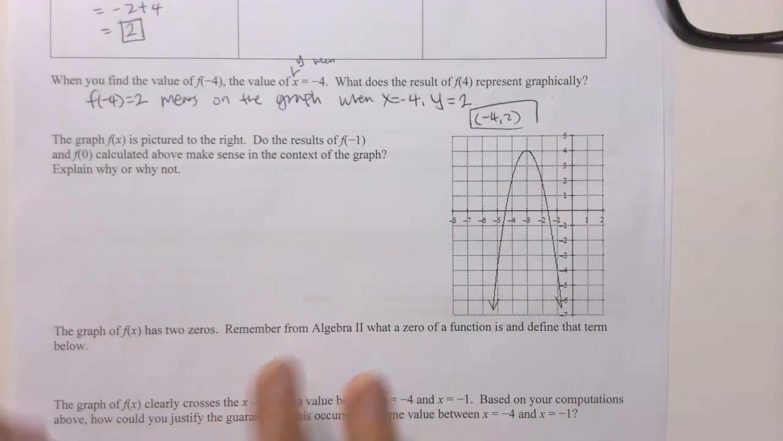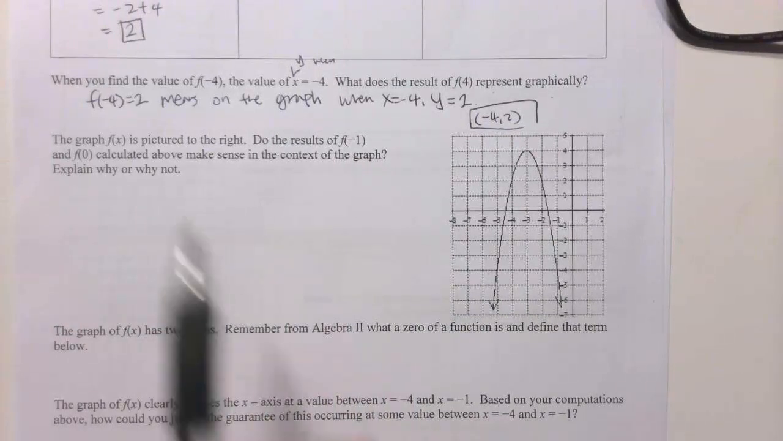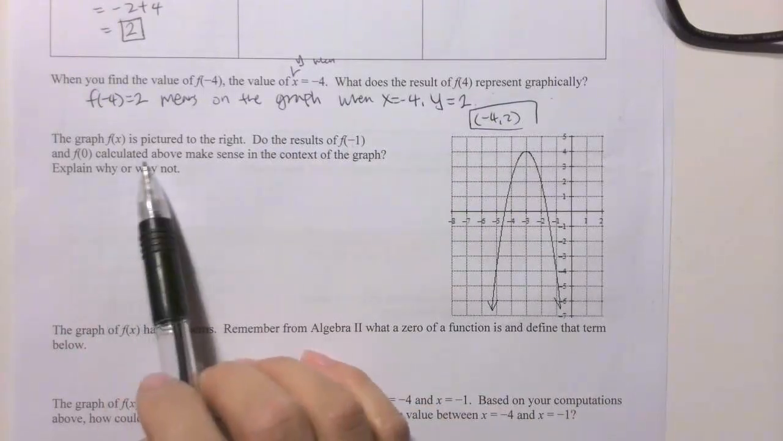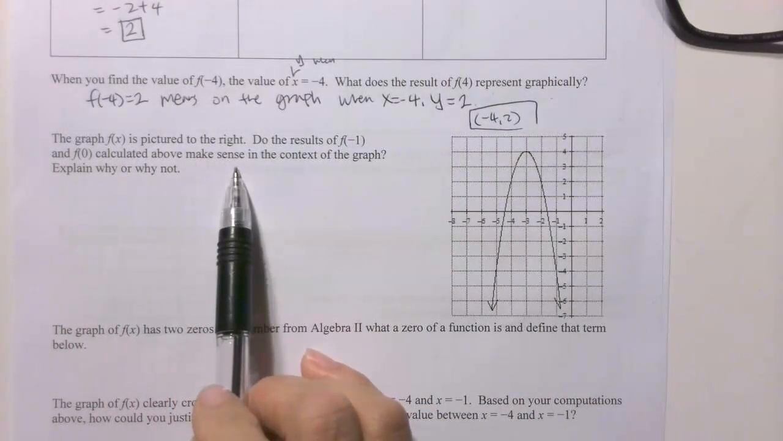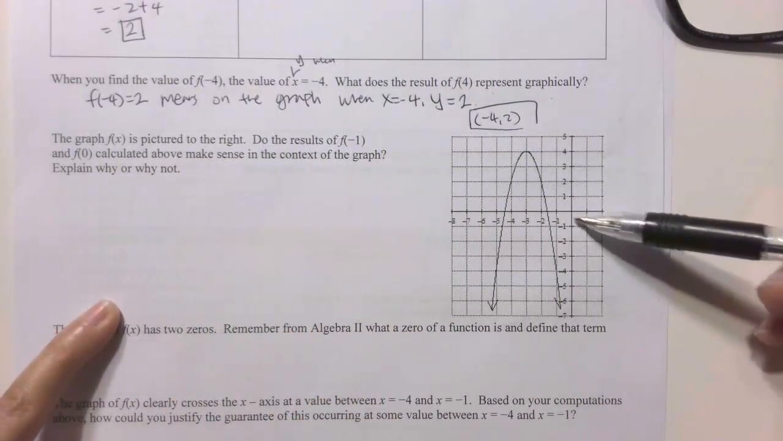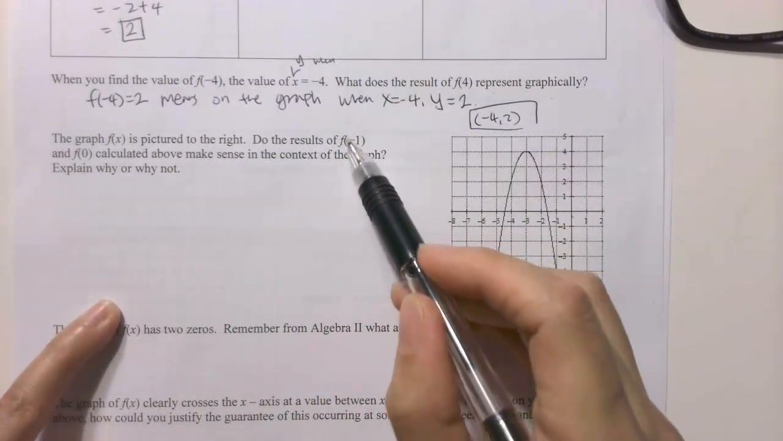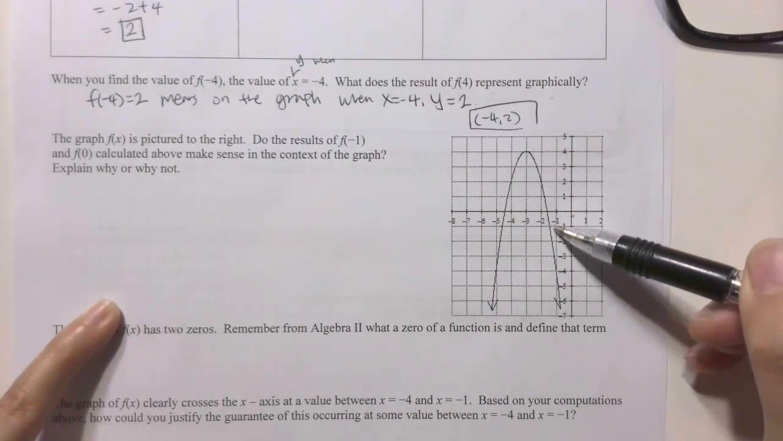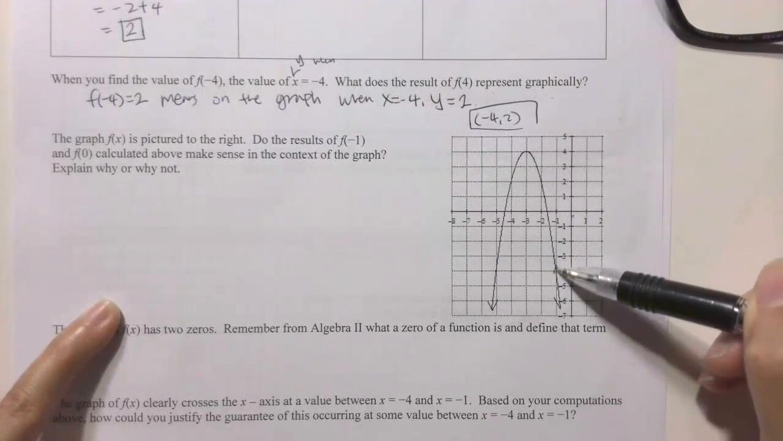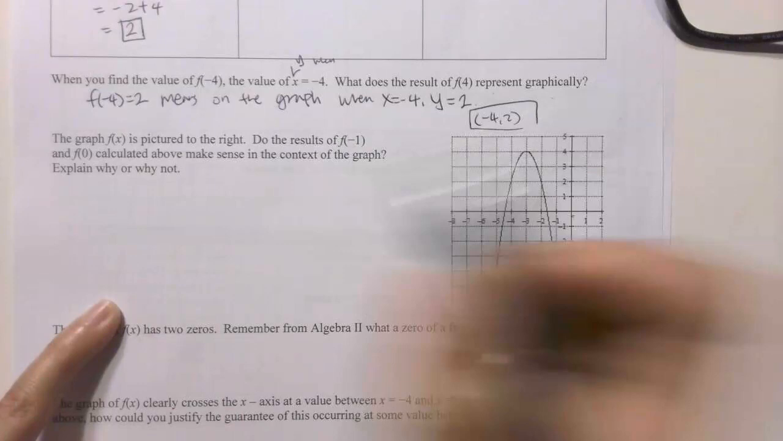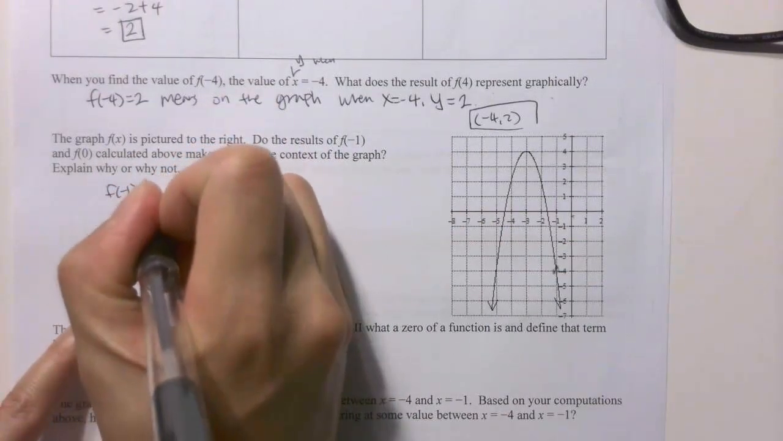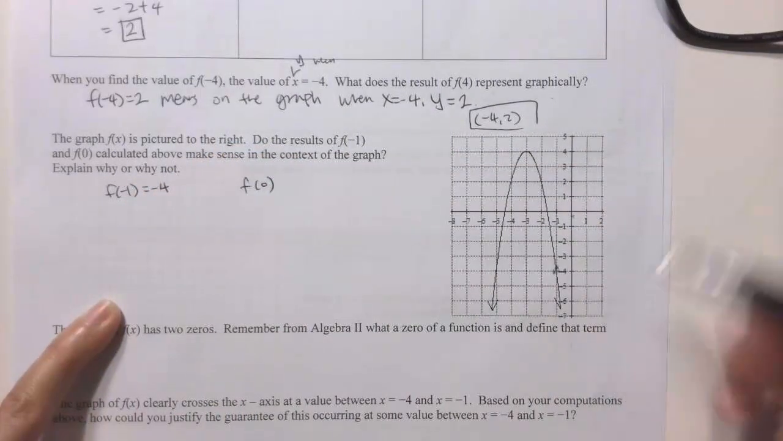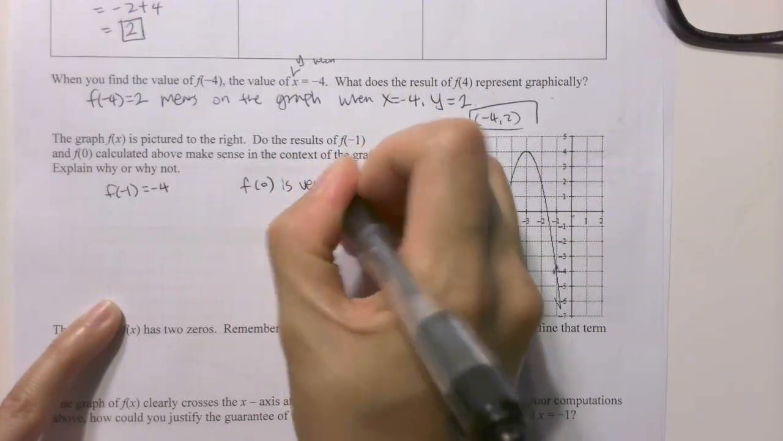Today's lesson is a lot of investigation, so let's investigate. The graph of f of x is pictured to the right. Do the results of f of -1 and f of 0 calculated above make sense in the context of the graph? Let's use the graph. F of -1 is when x value is -1. What's the y value? There's a point at -4. So from the graph, f of -1 is -4. From the graph, f of 0 is somewhere out here. It's a very negative number.